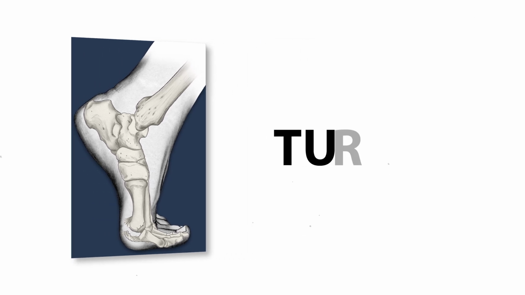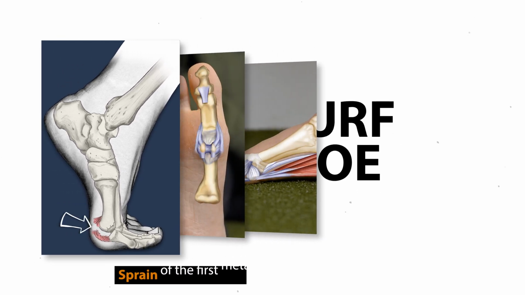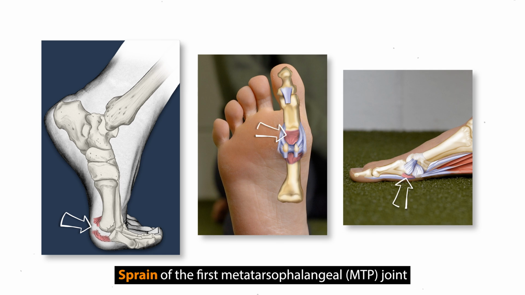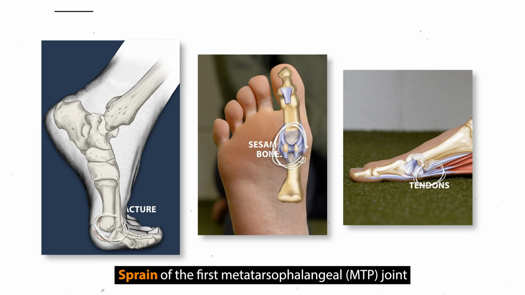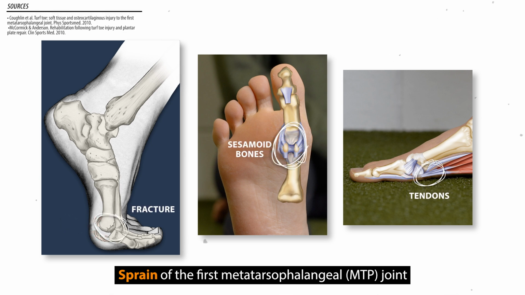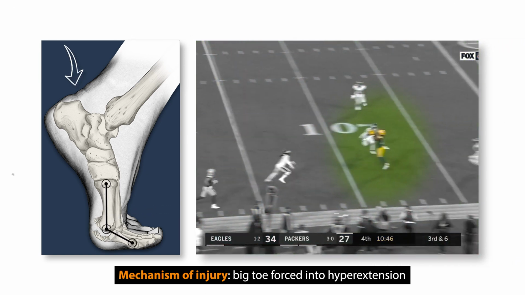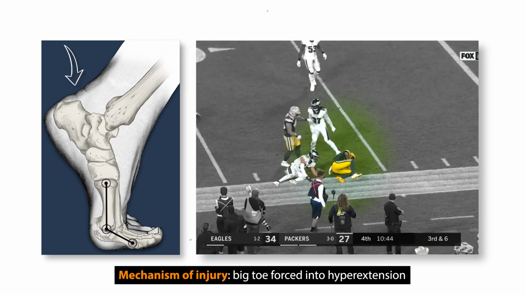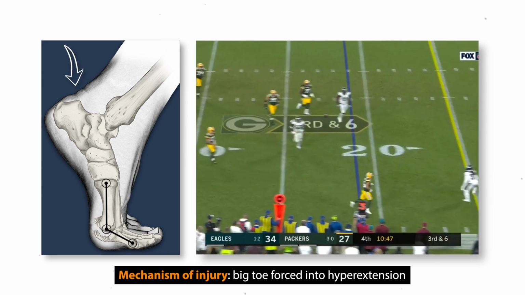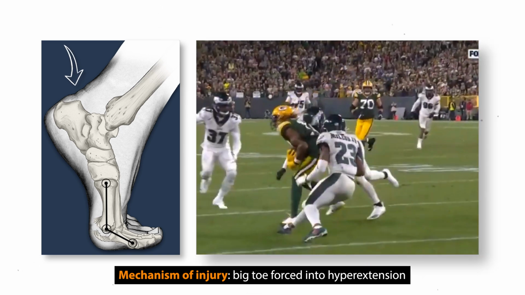Turf toe, in its simplest form, is a sprain of the ligaments and/or the joint capsule on the plantar surface or bottom side of the big toe joint. However, some severe cases may also include an injury to the tendons, sesamoid bones, or even result in a fracture or dislocation. Turf toe most commonly occurs when an external force is applied to the back of a foot fixed on the ground, driving the big toe into hyperextension.